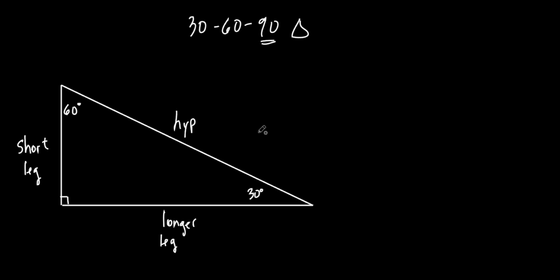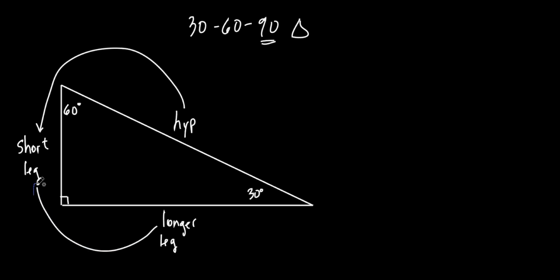All right? We got 2 things to know here. I'm just going to write them down. I'm not going to show you where they came from. Now, what's interesting about this is both of these relate to the short leg. All right, you'll see what I'm talking about in a second. So I'm going to draw a little arrow there, and this one also relates to the short leg. So they all have to do with the short leg. The hypotenuse is exactly twice as big as the short leg.